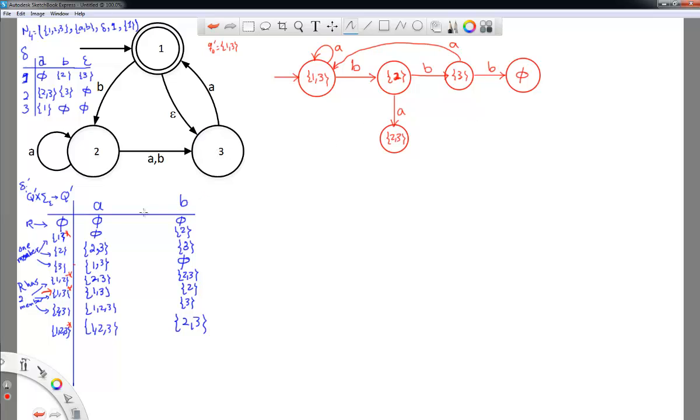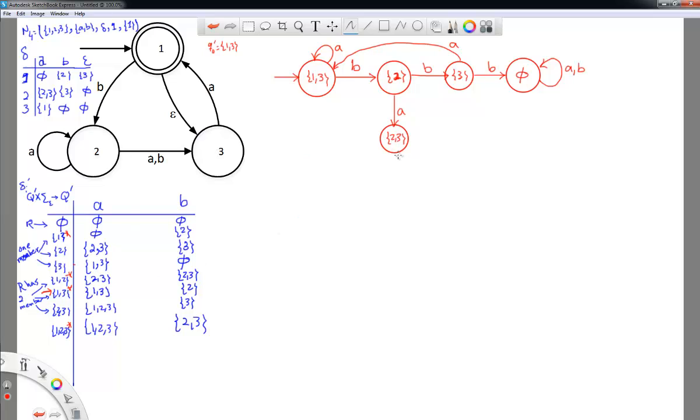Then let's look at state phi. State phi with A and B goes to itself, so it's going to stay in phi with A and B. Now for state 1, 3, I have a transition for A and B. For state 2, I have a transition for A and B. For state 3, I have a transition for A and B. For state 5, I have a transition for A and B. And now we'll do state 2 and 3.